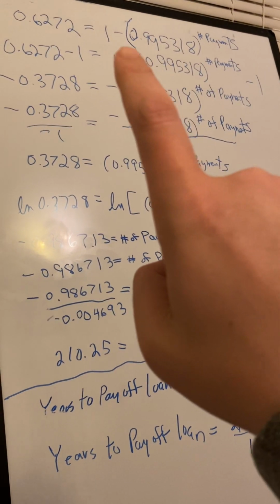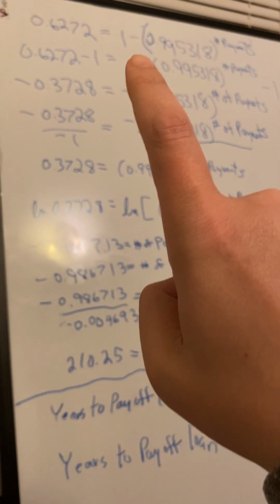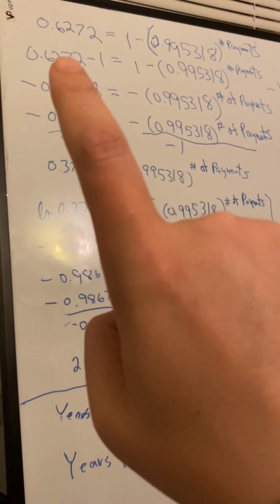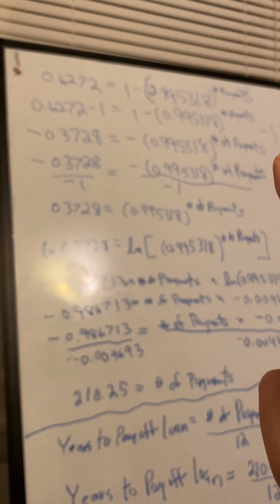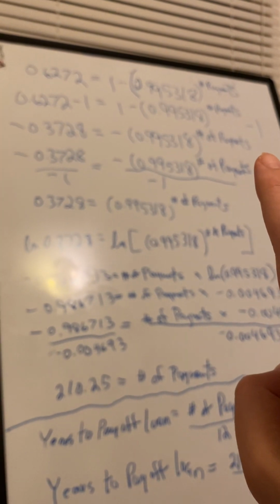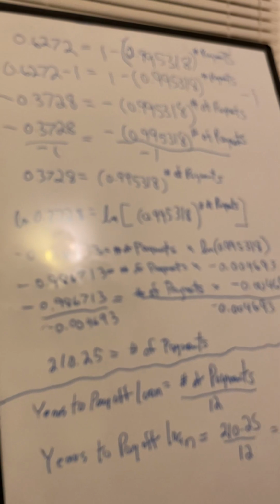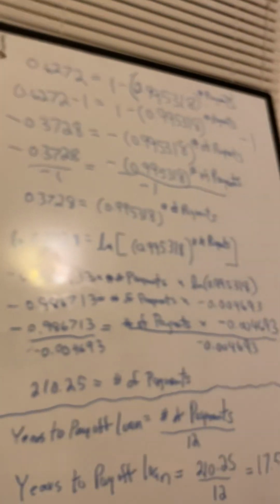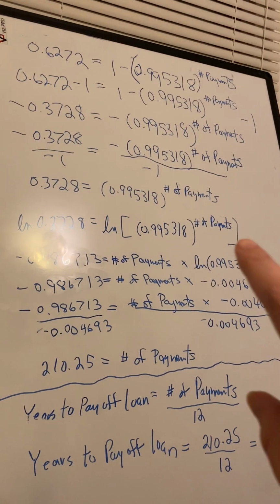So in order to do that, we've got to get rid of the 1 on the right side of the equation. So we subtract 1 on the left side. We subtract 1 on the right side.